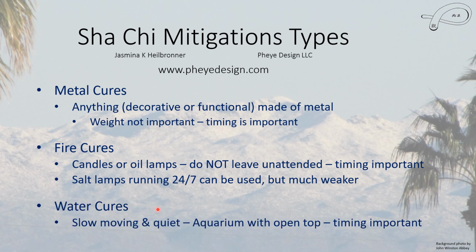The last type of cure is a water cure. The water must be slow moving and quiet. A good example is an aquarium, but it has to have an open top. That is, the water must be able to touch the air in the room. And again, timing is very important. And you will get those timings from the monthly Sha Chi mitigation dates that I give you.